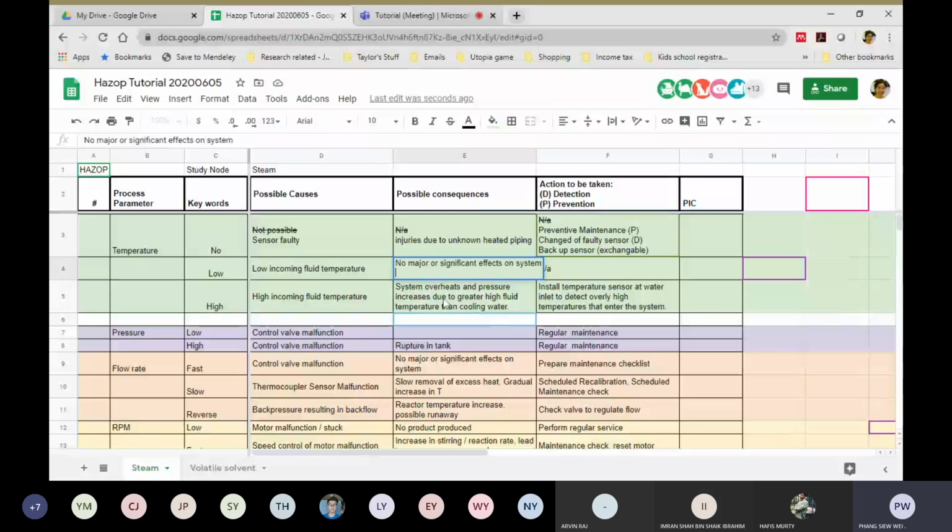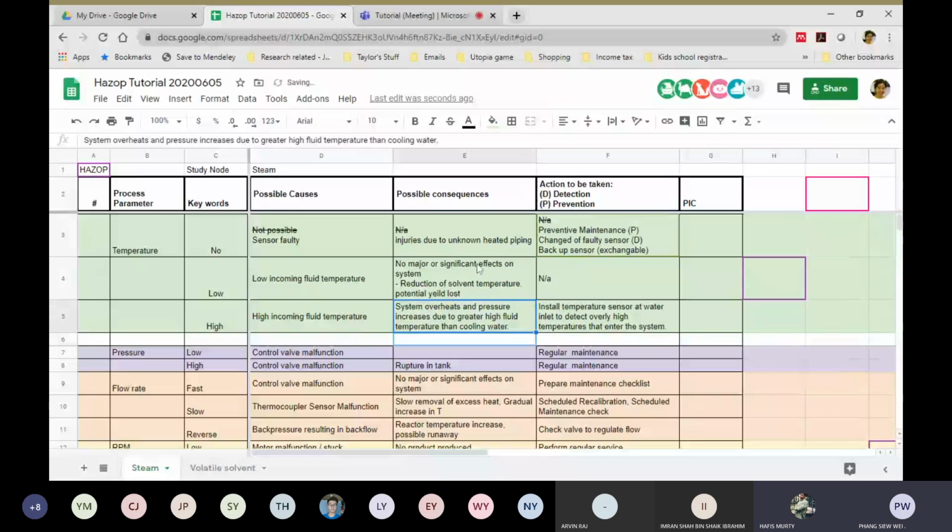Okay, so there's no significant difference, but then there is a reduction of heating up. The solvent. The reduction of solvent temperature, at potential yield loss. That is a different consequence now, because from no significant effects, maybe like zero impact hazards, to now potential yield loss. Oh, I have a spelling mistake here.